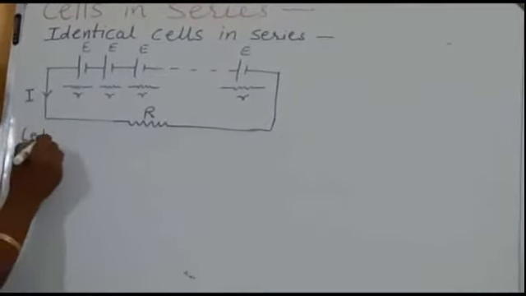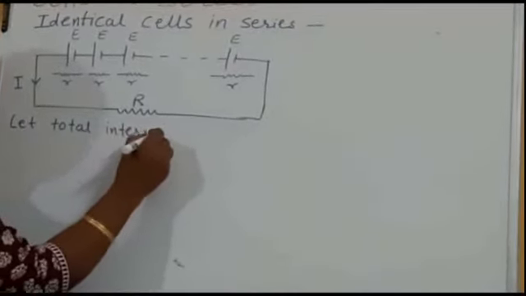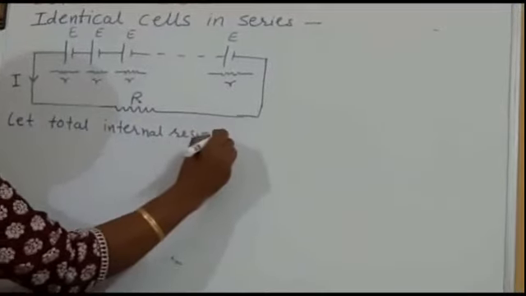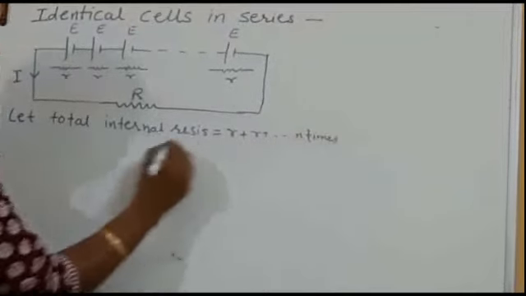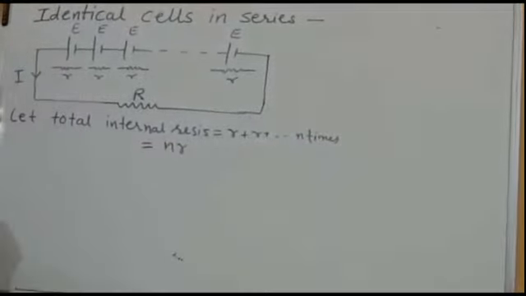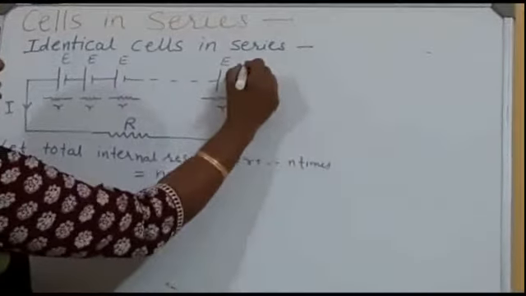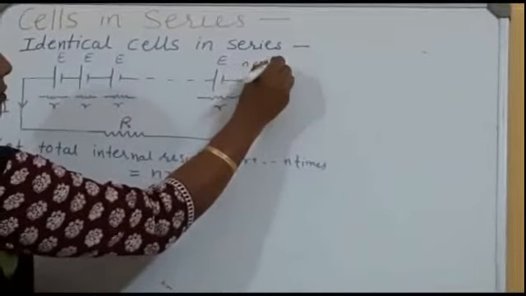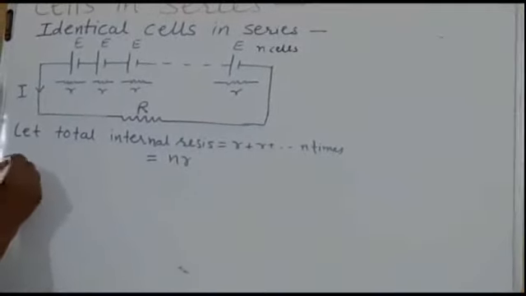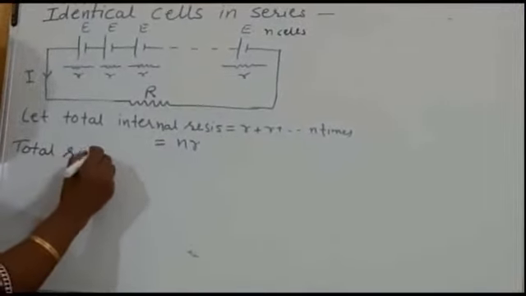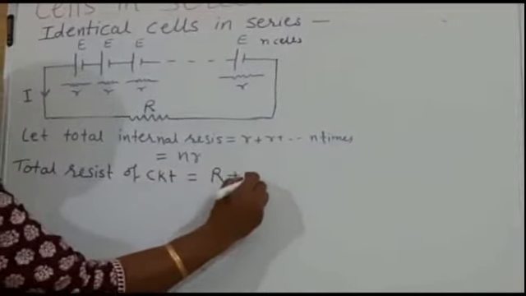So let total internal resistance be equal to how much? r plus r, n times. So total internal resistance will be nr, because n number of cells we have connected. So here you write n cells. N number of cells are connected in series. So total resistance of the circuit will be capital R plus nr.